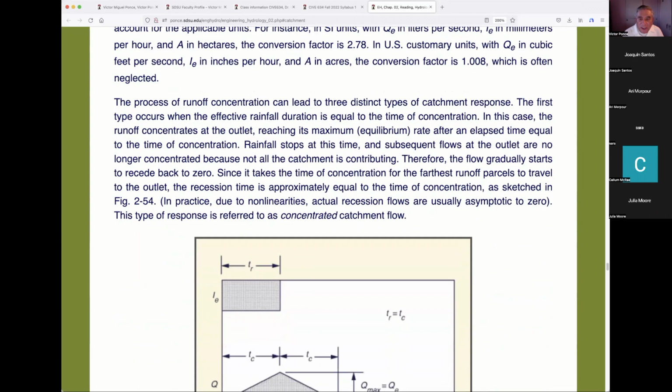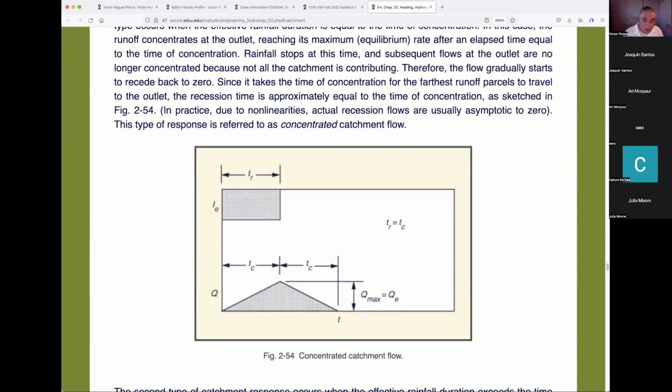There's three distinct types of catchment response. This subject is in my book, I believe, only in my book. Because when I wrote this book, I considered myself an expert in routing and in watershed routing in particular. So I thought that this was correct and it needed to be put out. But I reviewed a lot of books and none of them had it. So I decided to put it in. What's going on here? The concentrated catchment flow, which gave its basis to the rational method.